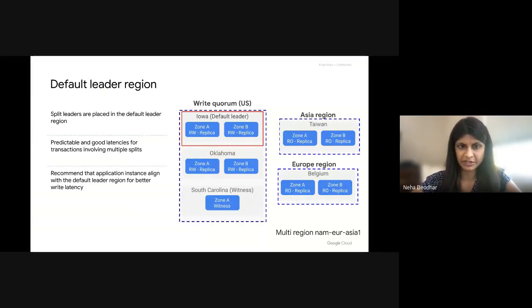So to avoid that and to provide a more predictable latency performance, Cloud Spanner has this concept of a default leader region, where we'll try to ensure that the split leaders are placed in the default leader region whenever possible. We also recommend that application instances align with the default leader region for better write latencies. So this ensures that the writes from the application always start off with the leader region and see a better latency profile.